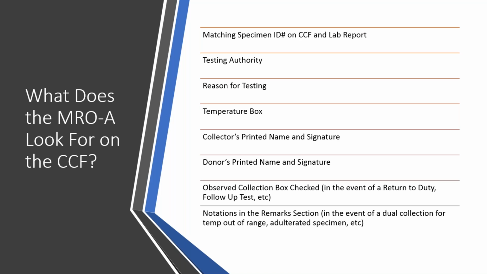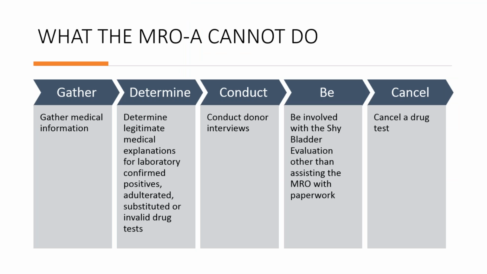Now, there are some things that the MROA, that the assistant, cannot do. These are things that the medical review officer has to do, okay? So number one, what they cannot do is gather medical information. They cannot do that. Only the medical review officer can do that. They cannot determine legitimate medical explanations for laboratory confirmed positives, adulterated, substituted, or invalid drug tests. Only the MRO can do that. They cannot conduct donor interviews. They can only schedule those interviews.